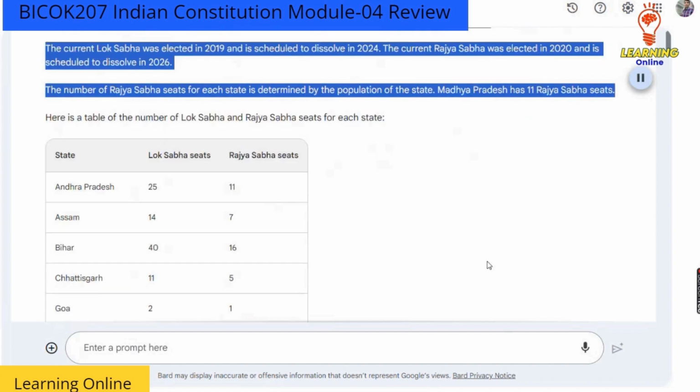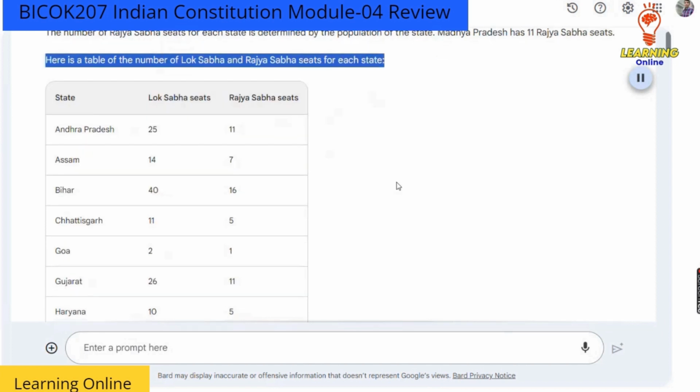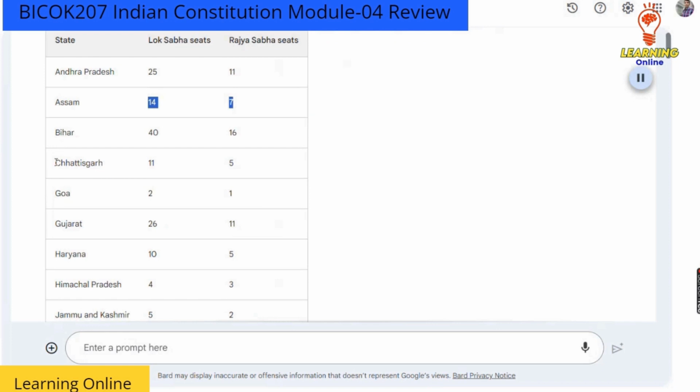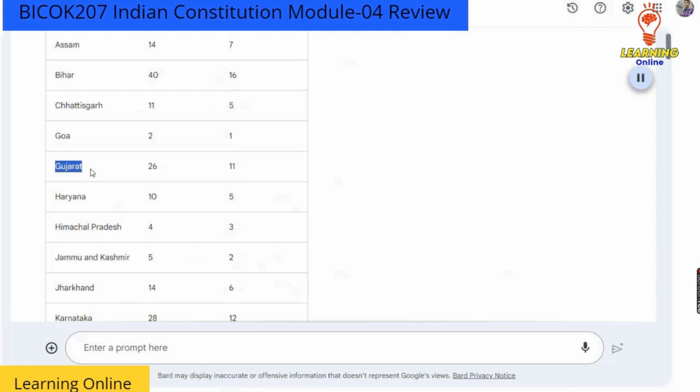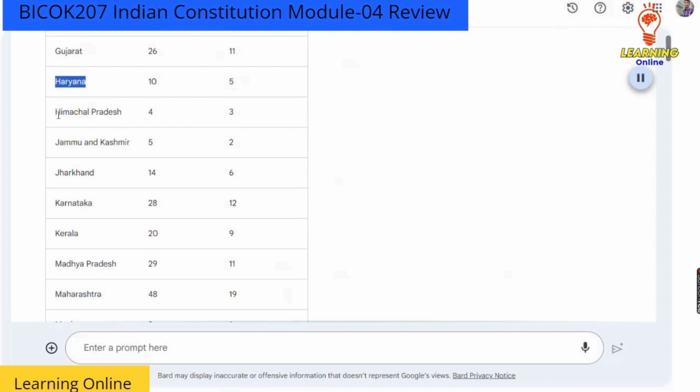Here is a table of the number of Lok Sabha and Rajya Sabha seats for each state. State, Lok Sabha seats, Rajya Sabha seats. Andhra Pradesh, 25, 11. Assam, 14, 7. Bihar, 40, 16. Chhattisgarh, 11, 5. Goa, 2, 1. Gujarat, 26, 11. Haryana, 10, 5. Himachal Pradesh, 4, 3.